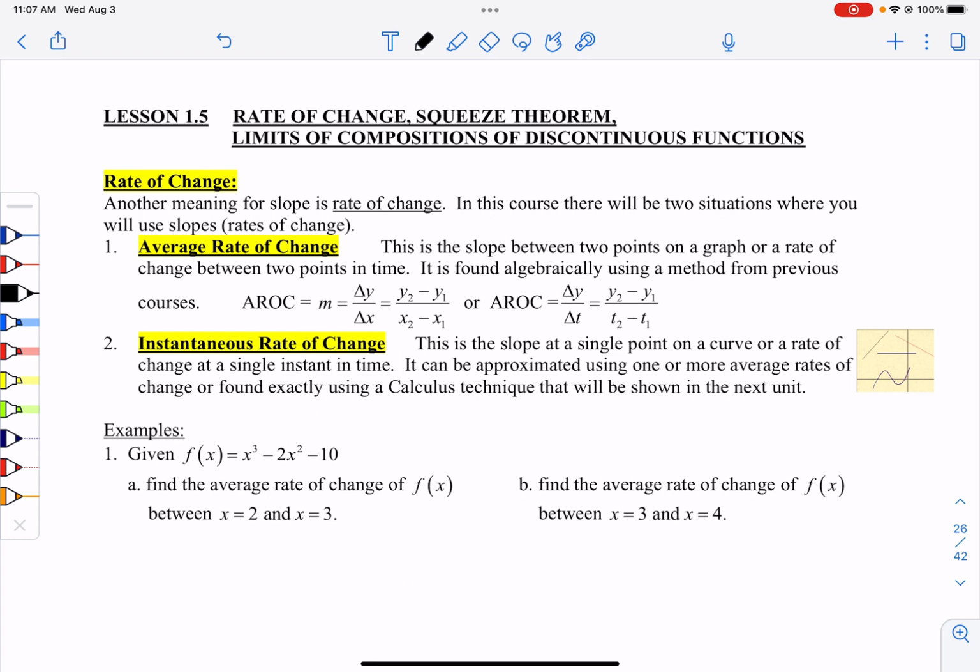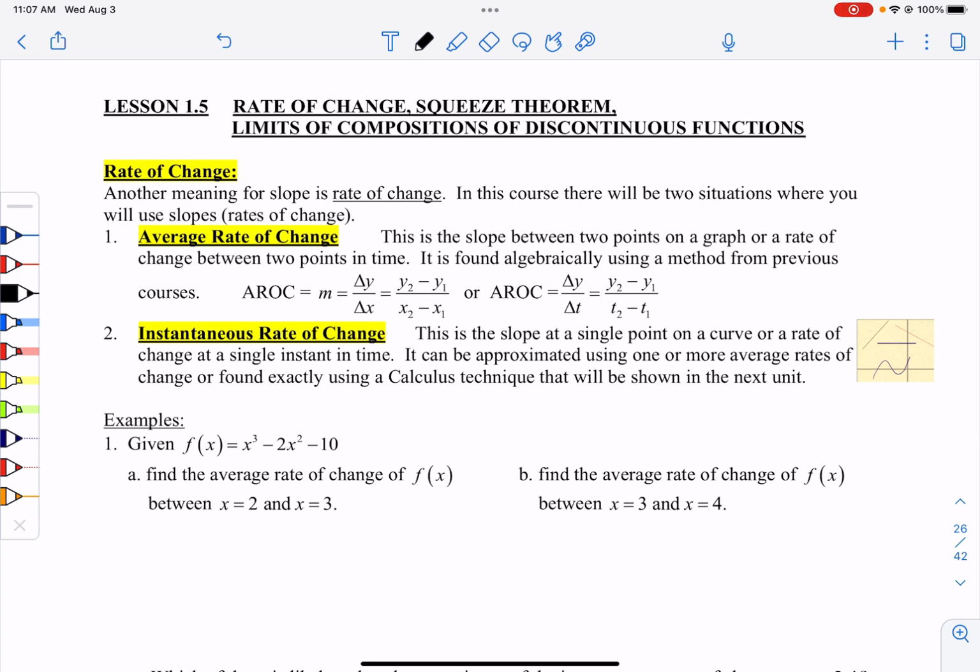So first things first, rate of change. Remember, another meaning, a better word for slope is rate of change. And this is something that is going to encompass almost half the year of what we do. We are very interested in the rate of change of a function at specific points. That's half of calculus right there. In this course, there's going to be two different ways, two different situations where you're going to use slopes and rates of change, all right?